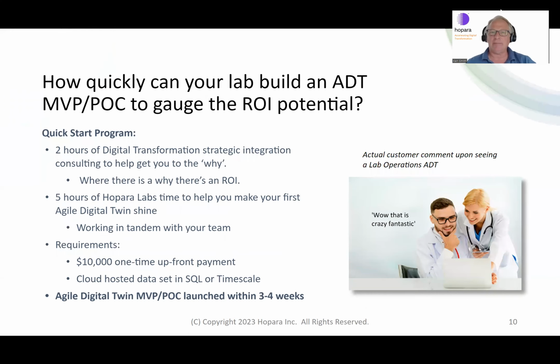How quickly can your lab build an ADT, a POC, to gauge what the ROI potential might be? Well, we can get you going in a matter of 3 to 4 weeks. We have a quick start program. We'll start you off with 2 hours of digital transformation consulting to make sure that there are KPIs on your side, that you have specific goals and objectives for what this project is and what you're supposed to deliver.